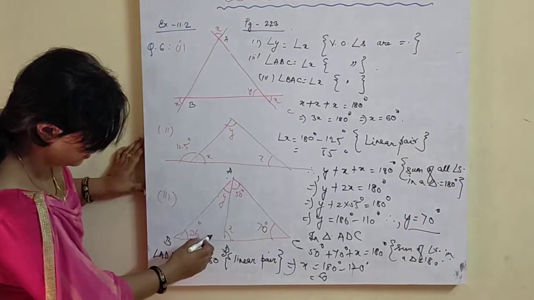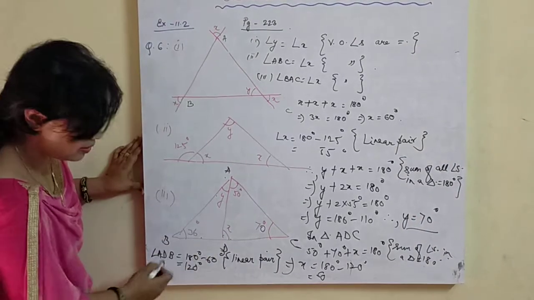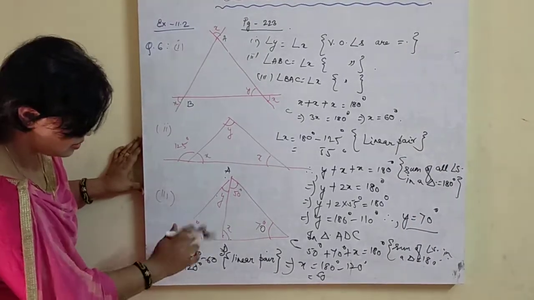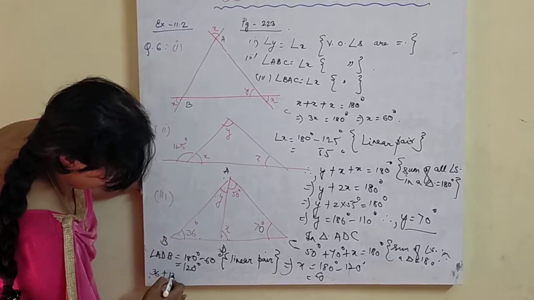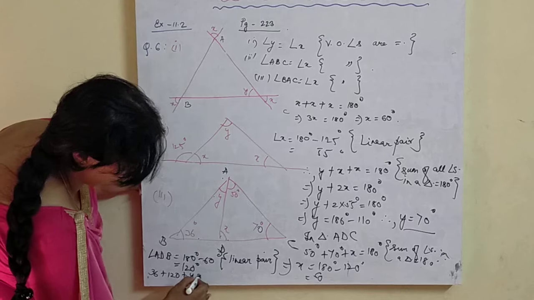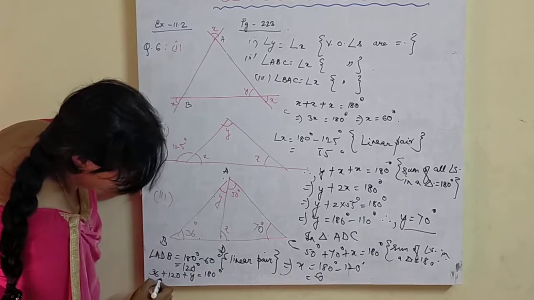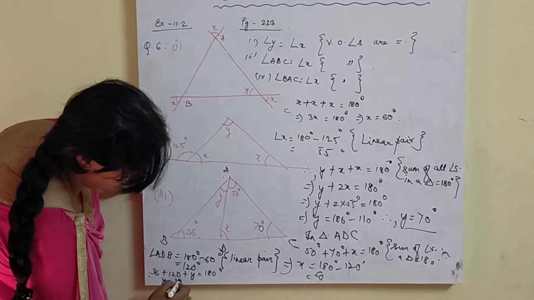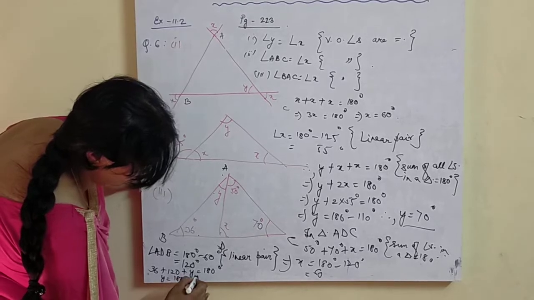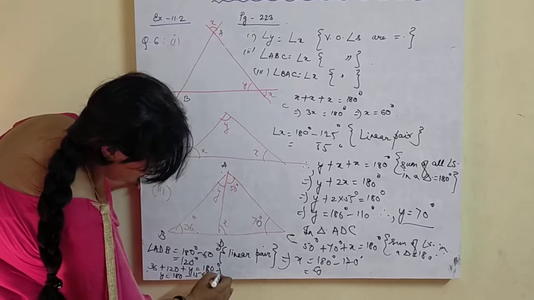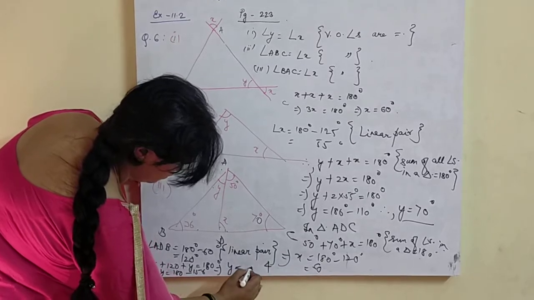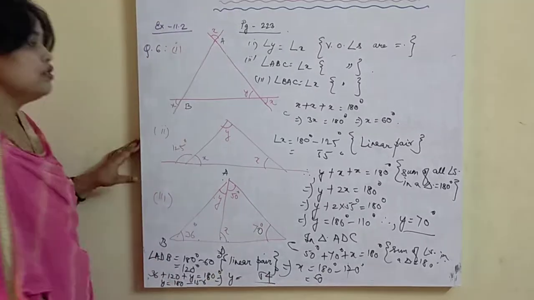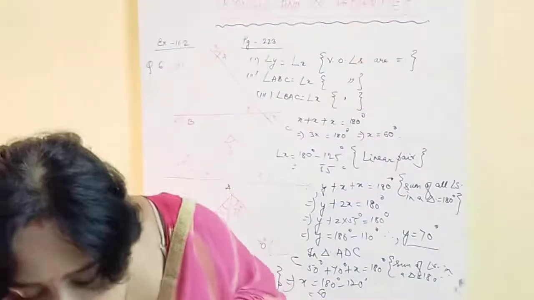So 120 degree. Now in triangle ADB, children, as I am lacking space here, I'll just write 60 plus 120 plus y is equal to 180 degree. So y is equal to 180 minus 180 degree. Therefore y is equal to 54. Solved. So let's do the next sum.